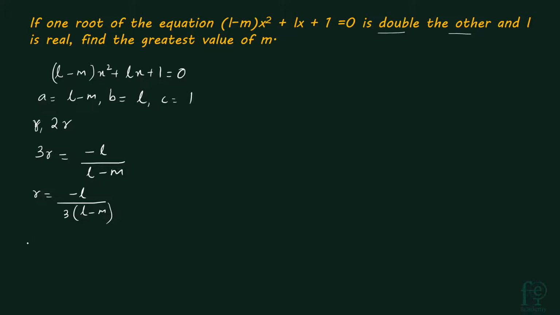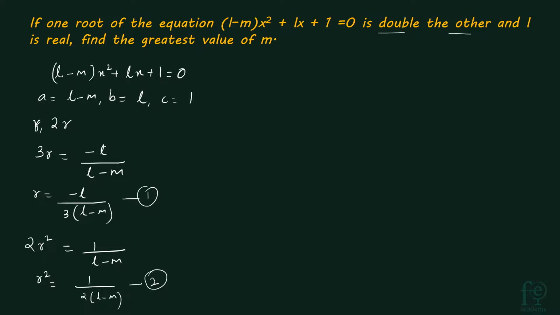And what about the product of the roots? R into 2r will be giving us 2r square is equal to c by a. C by a is 1 by L minus m. So r square is equal to 1 by 2 into L minus m. So let this be equation number 1 and this be equation number 2.